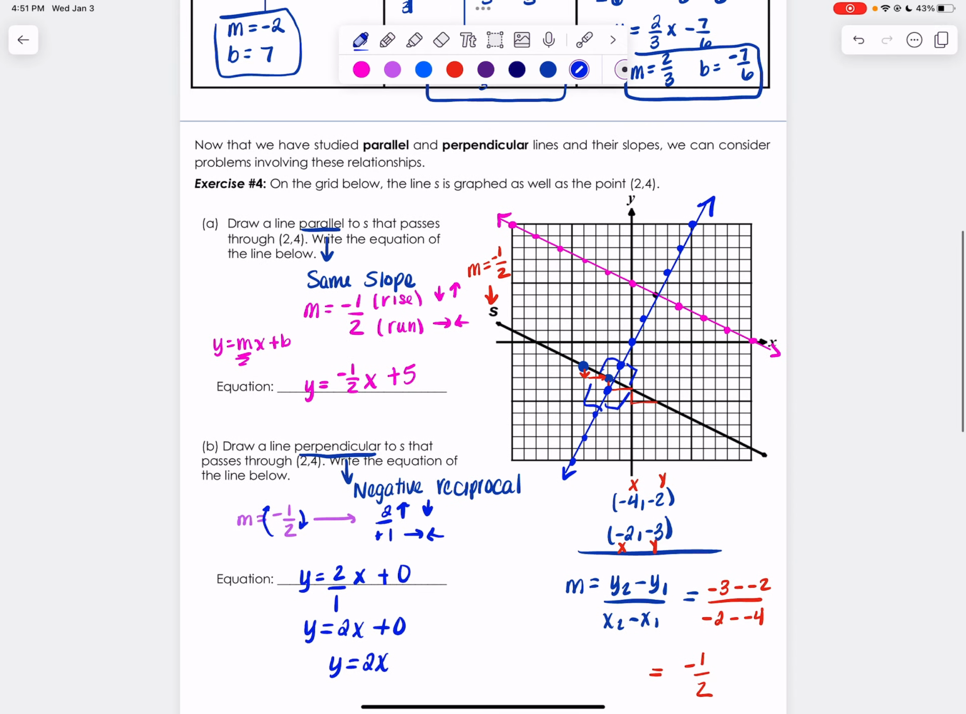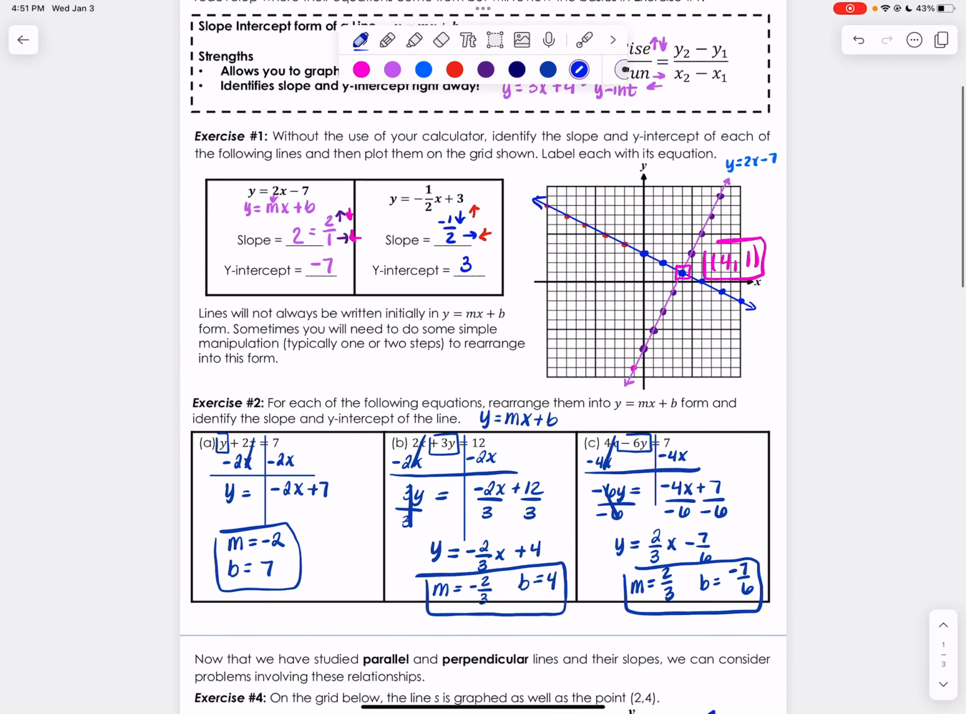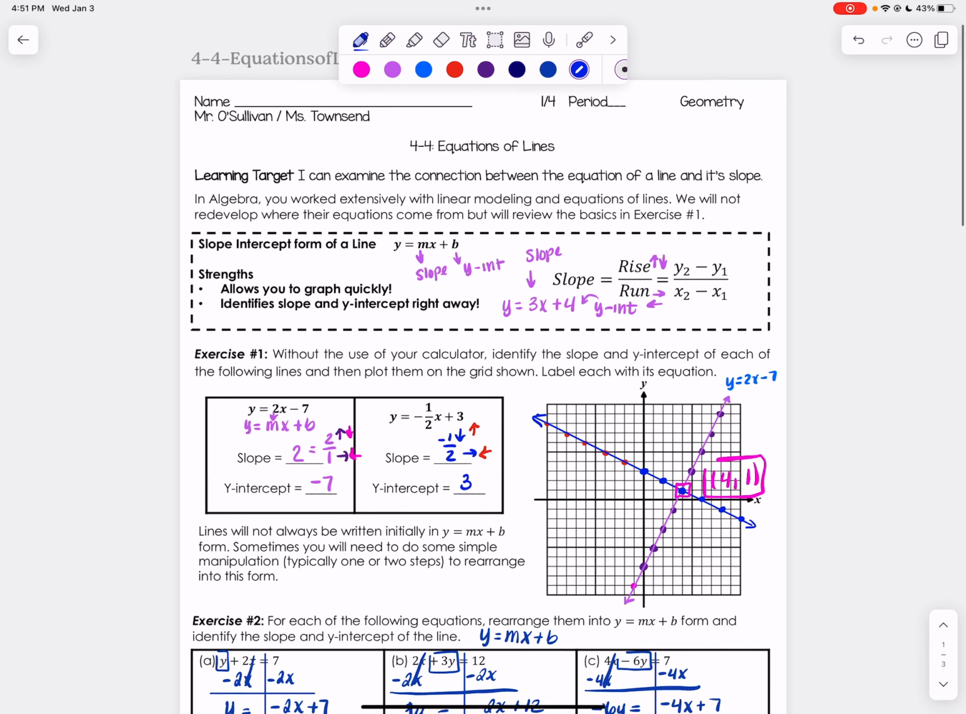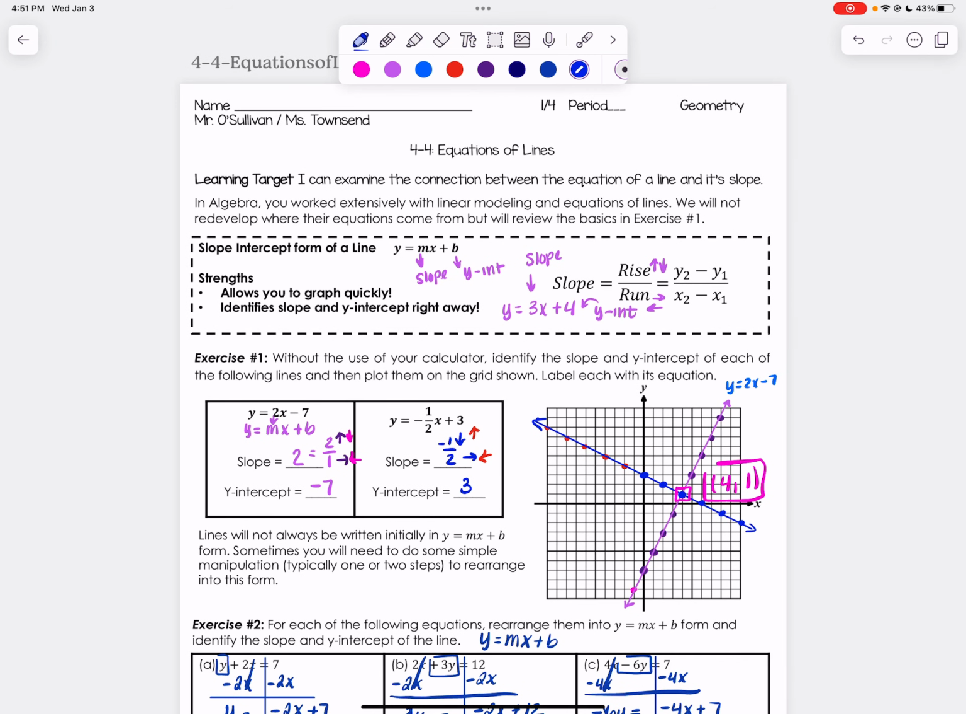So that is our first day of working with the equations of lines. We're going to do some more practice with it, so don't stress out. But if you have any questions, rewatch this video or let myself or Miss Townsend know.